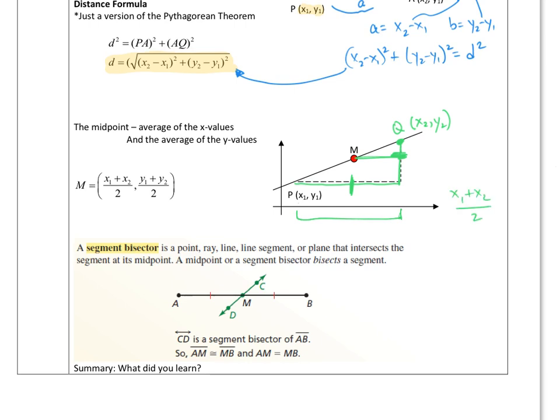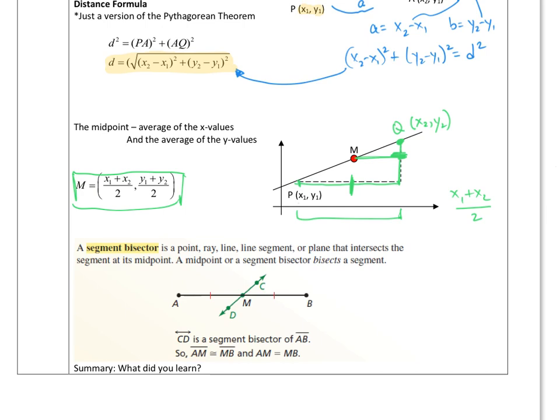In other words, how do you find the average of two numbers? You add them up and divide by 2. That's what I'm doing. I'm finding the average of these two x numbers and the average of the two y numbers. So that will give me the midpoint. And that is my midpoint formula: x1 plus x2 over 2, y1 plus y2 over 2.